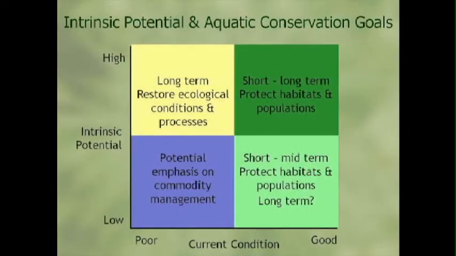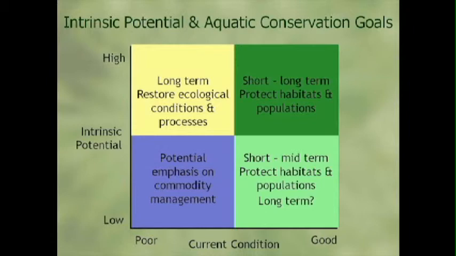So if intrinsic potential is going to be used in any sort of conservation prioritization, it's important to step back and look at the overarching aquatic conservation goals in the context of our currently degraded riverscapes. So if one is interested in targeting areas of high intrinsic potential and currently good conditions, focusing both in the short term and the long term on protecting habitats and populations, this from an overarching perspective would be a wise investment.